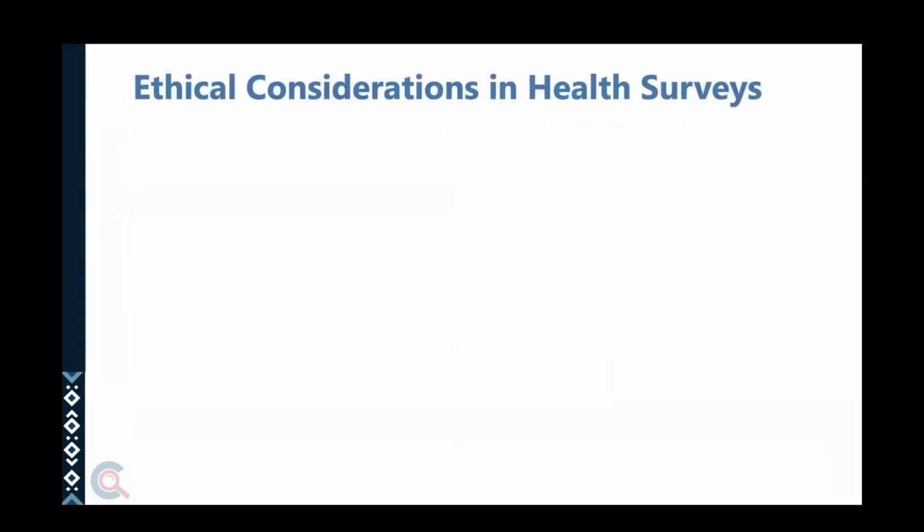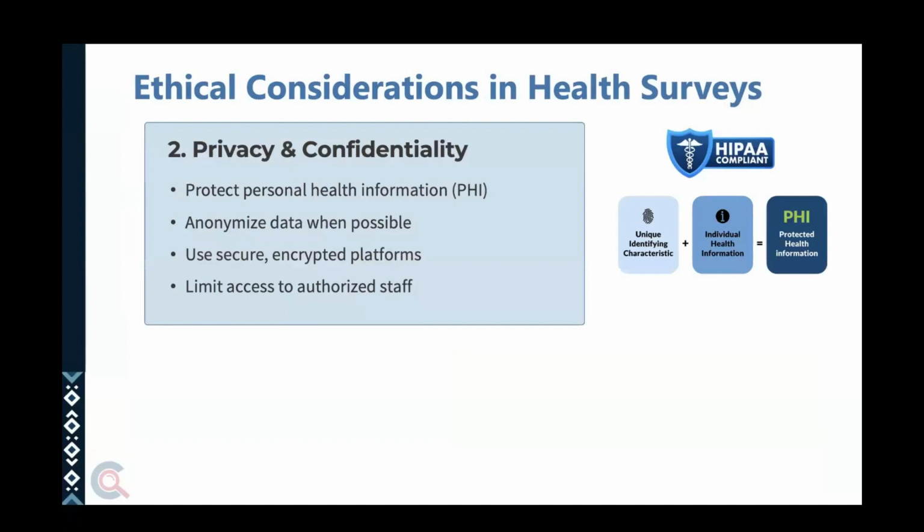Let's look at the next ethical consideration, privacy and confidentiality. This is also very critical for you to protect personal health information of the participants. So you want to anonymize the data as much as possible. You use secure and encrypted platforms, and you use access rules very carefully to limit access to the data and the editable forms only to participants that you need.